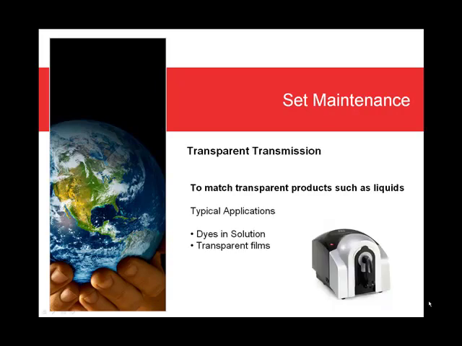Transparent transmission is used to match transparent products such as liquids. Typical applications are dyes in solution and transparent films. Here the measurements are made in transmission. You can use a Datacolor 650.